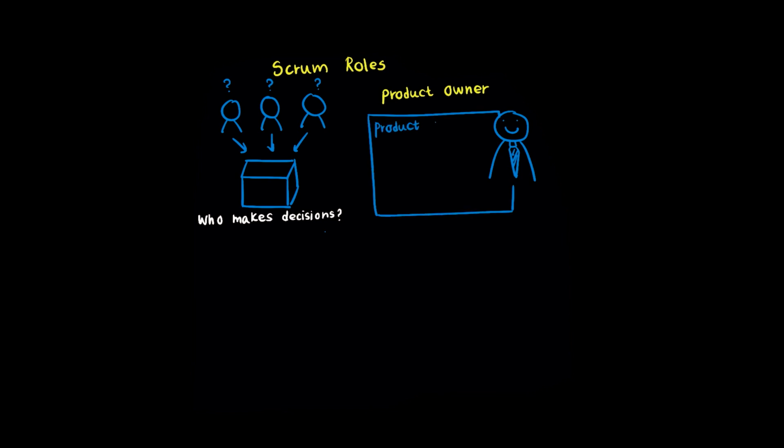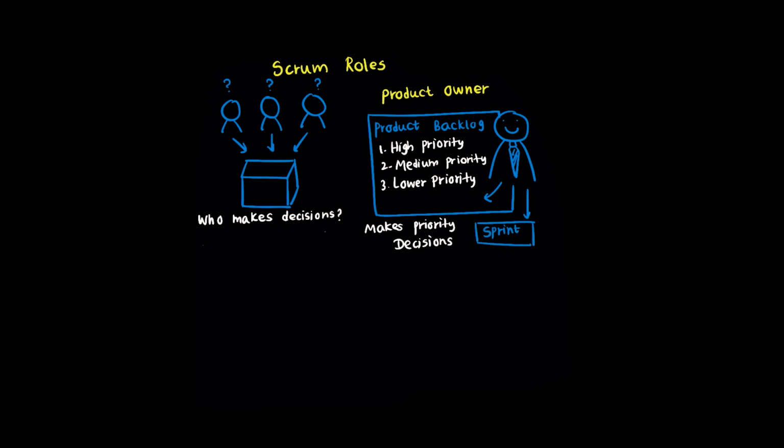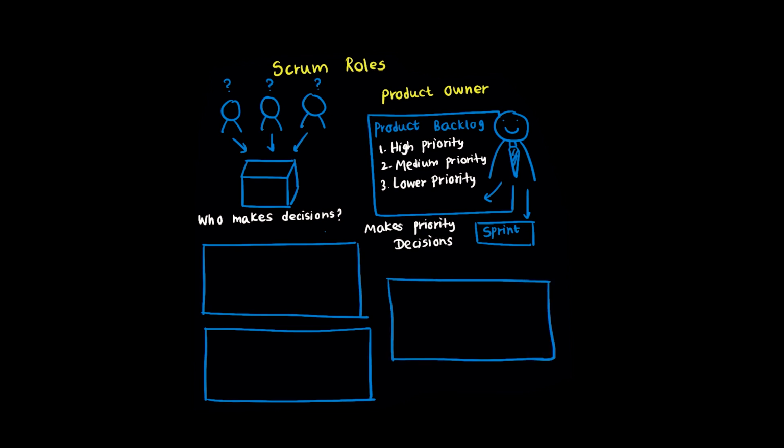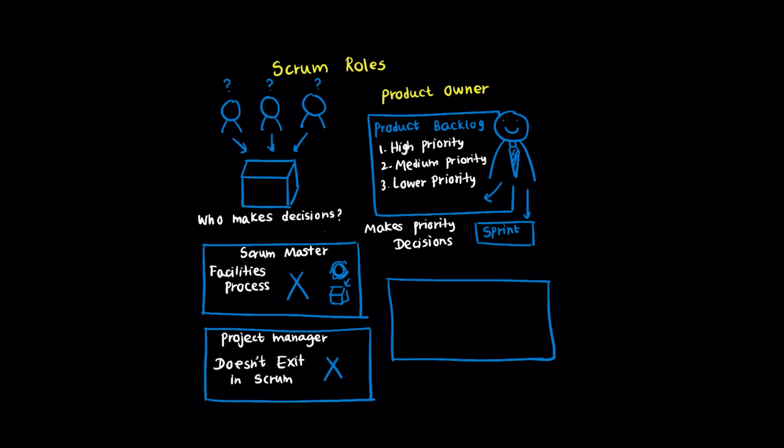The product owner maintains the product backlog, which is that prioritized list of everything that needs to be done, and they decide what work gets pulled into each sprint based on business value. Think of the product owner as the voice of the customer with decision-making authority. The Scrum Master facilitates the process and removes obstacles but doesn't prioritize requirements. Traditional project managers don't exist in pure Scrum. That role is split between product owner and Scrum Master. The development team executes the work but doesn't maintain the backlog. Only the product owner has that stakeholder authority.